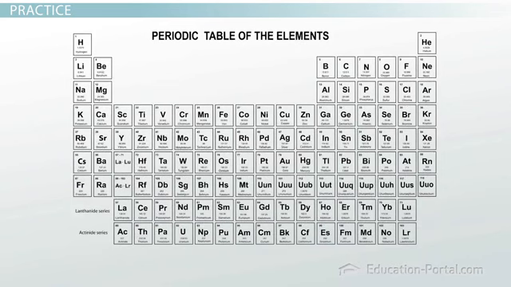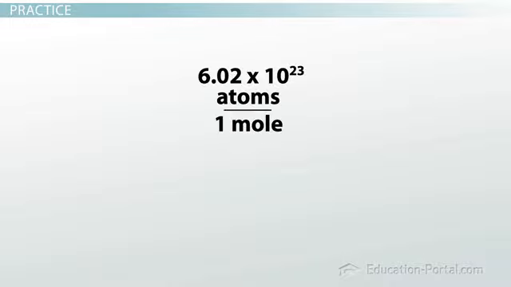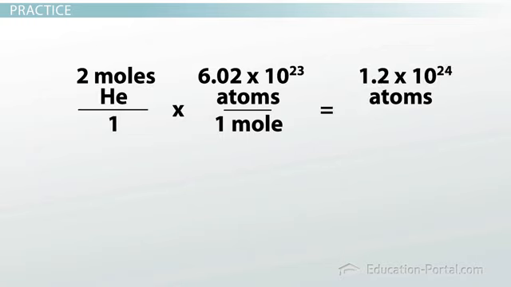Find helium on the periodic table in the top right corner. If I fill up a balloon with 2 moles of helium atoms, how many helium atoms would be in the balloon? If 1 mole of atoms is 6.02 times 10 to the 23rd atoms, then 2 moles of atoms would be equal to 1.2 times 10 to the 24th atoms.